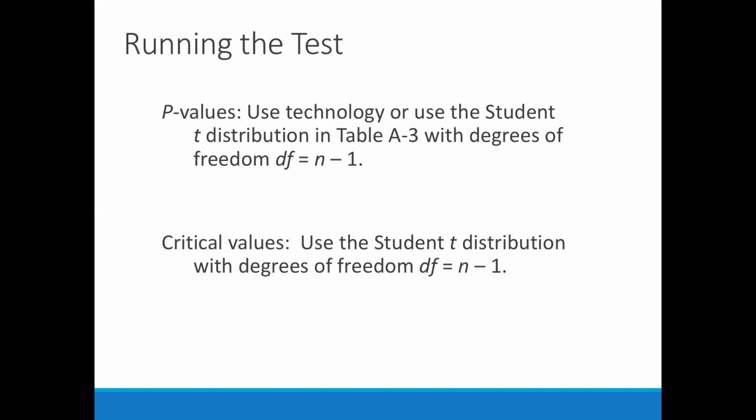Running the test, we can either do the p-values or we can do the critical values. If you're doing p-values, you'll want to use technology, or you're going to use the student t distribution in table A-3 with degrees of freedom n-1. If you do the critical values, use student t distribution with degrees of freedom of n-1. If you do the p-value method, you're going to compare it with alpha. That's basically how we would solve that. If you want to go back and review section 8.2, that'll tell you again the general rule of how we want to do that comparison of alpha to the p-values.